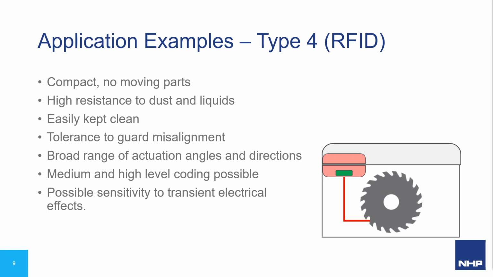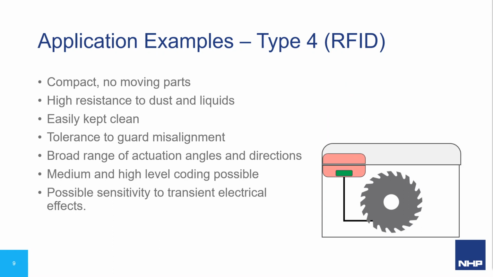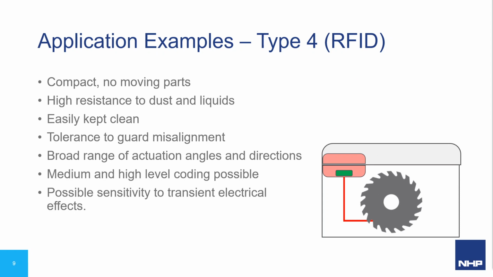And lastly, the same example with a Type 4 device. This one uses an RFID coded sensor and actuator. These are completely solid state with no internal moving parts, which makes them highly resistant to shock and vibration. They are completely sealed, so are useful for washdown or dusty areas, tolerant to misalignment, broad actuation angles, etc.